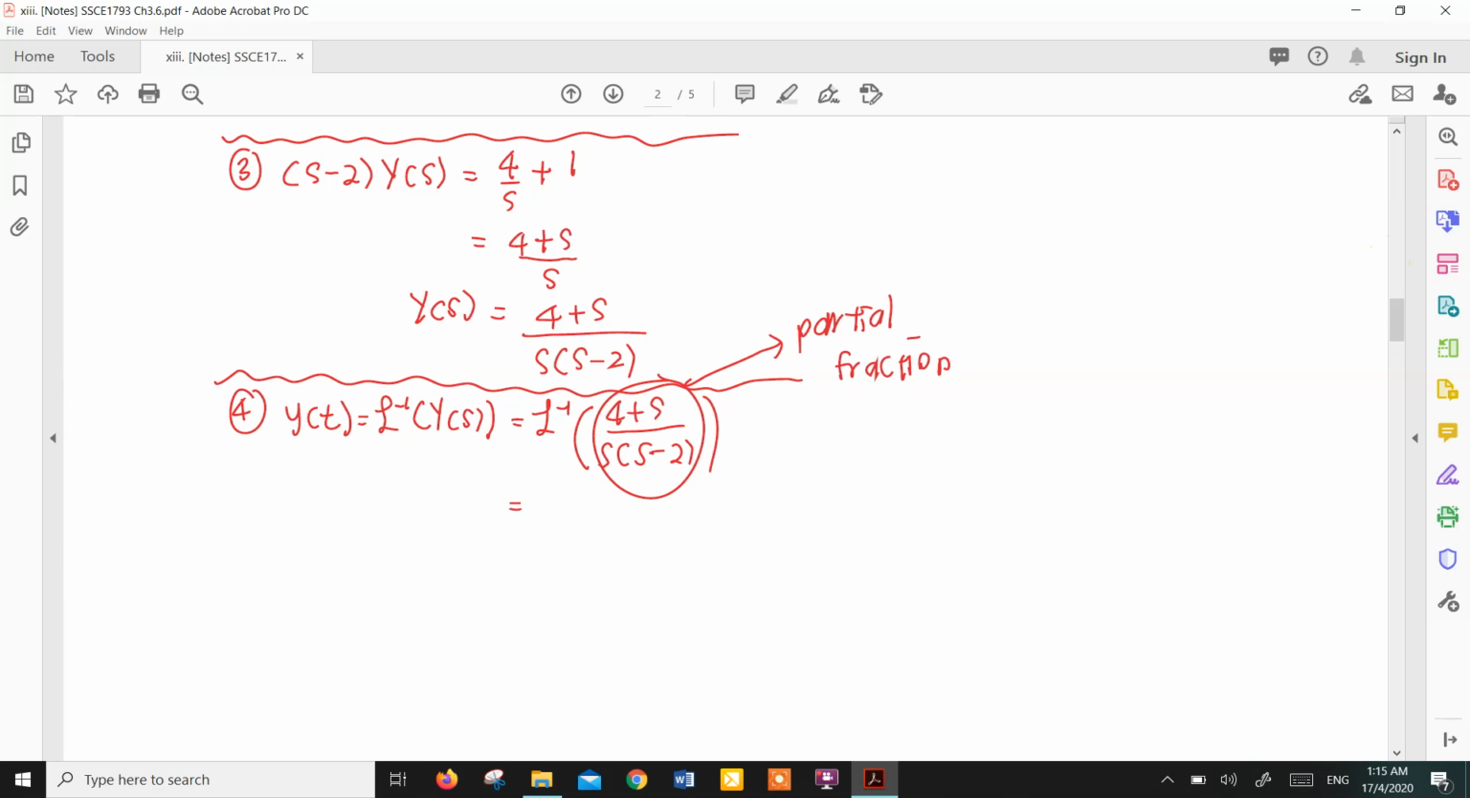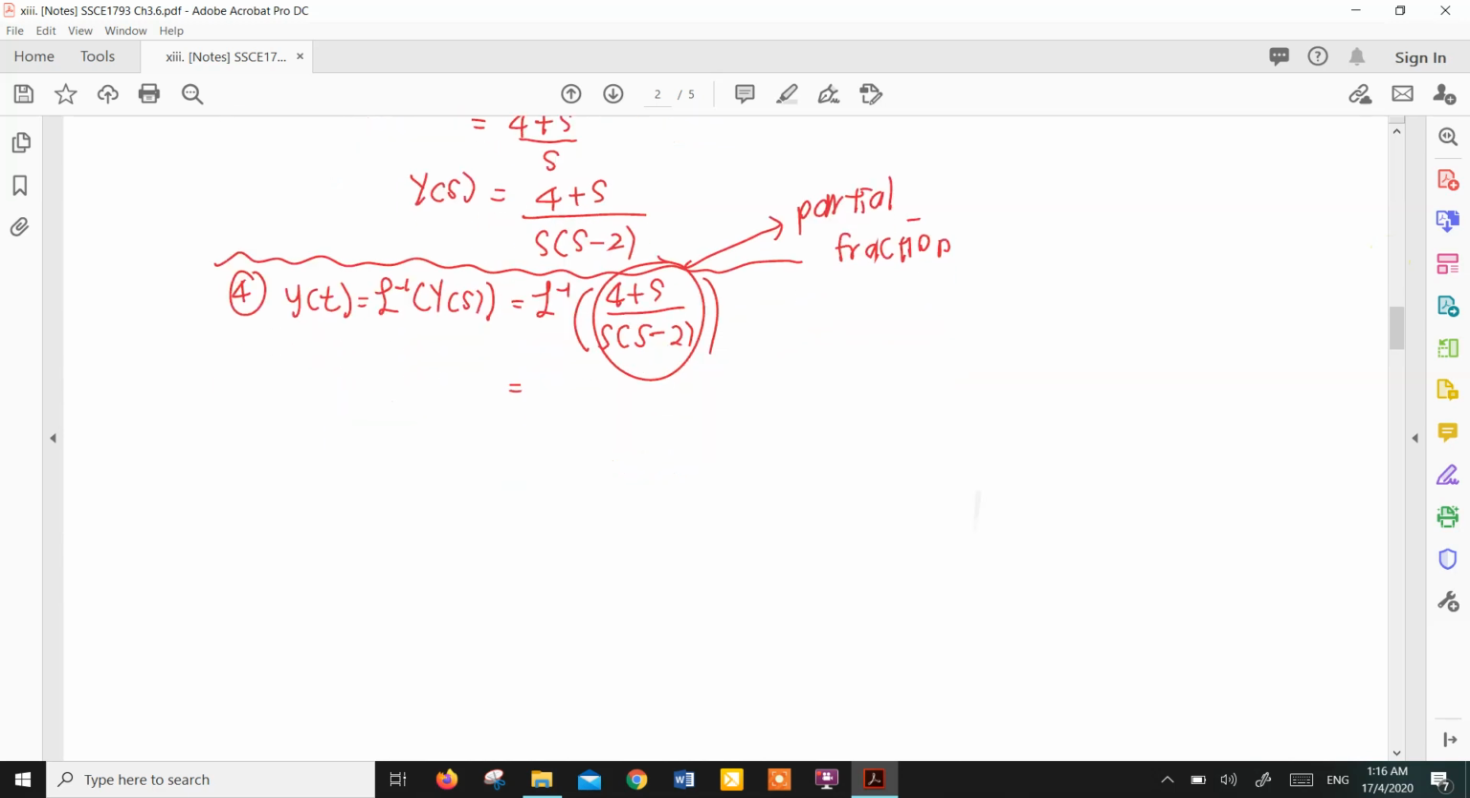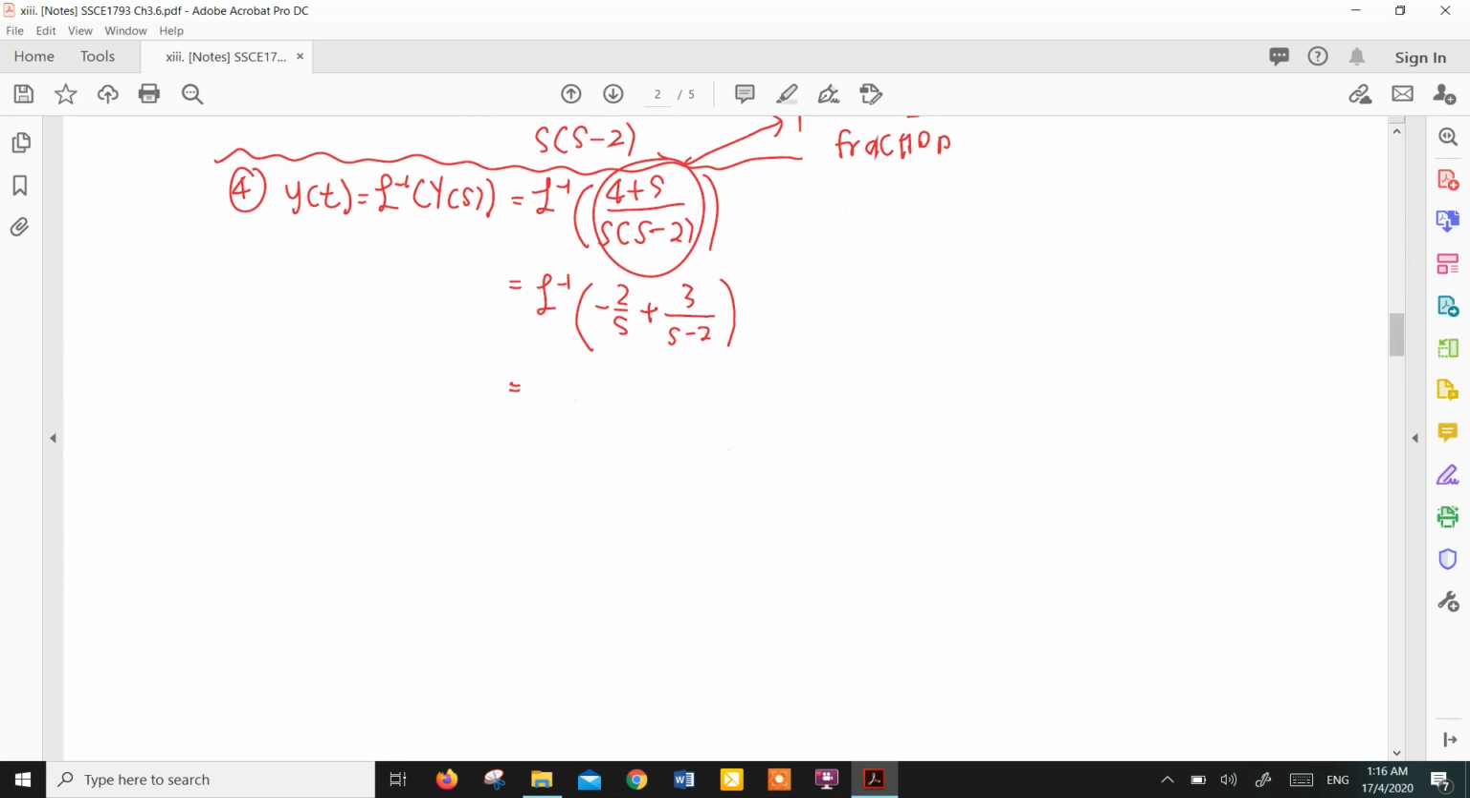I'm not going to show you how to do partial fraction. I bet you know already how to do partial fraction, so please make sure that you know how to. From this fraction you will get negative 2 over s plus 3 over s minus 2 from the partial fraction. Now you can do the inverse Laplace.